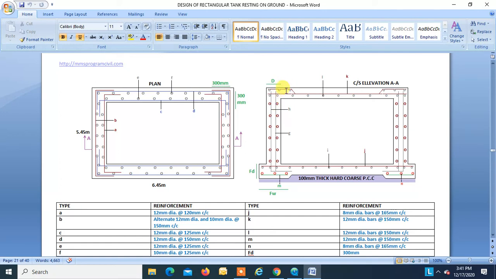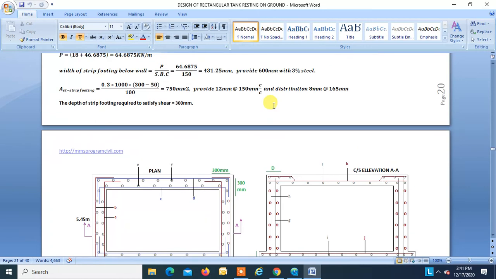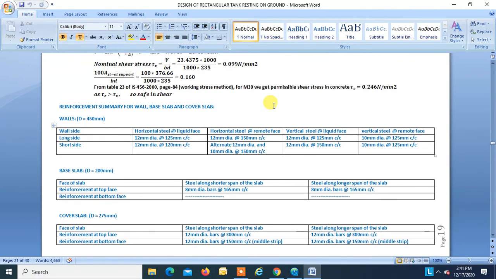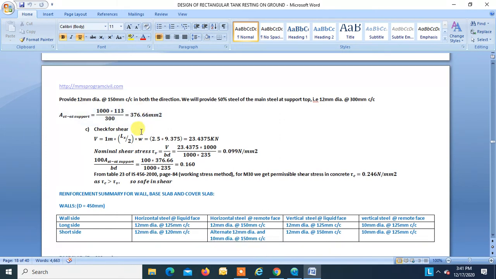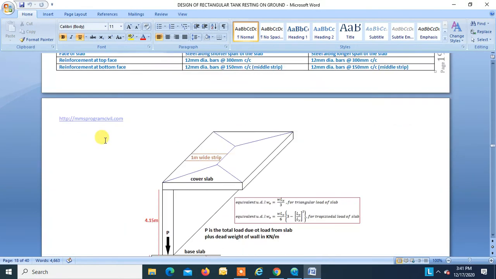So we will have to find the steel provided over here. Simple, we can find the steel provided. Steel provided at support is 1000 into area of the bar divided by spacing 300, that is 376.66.